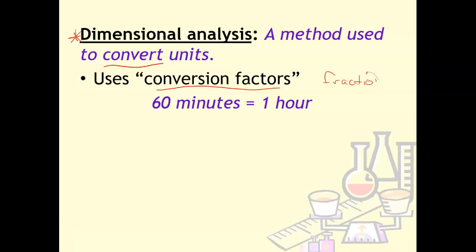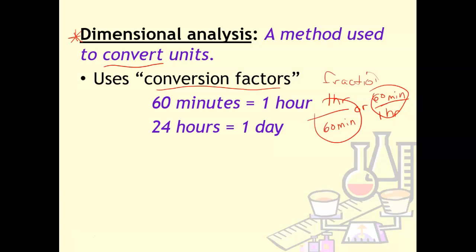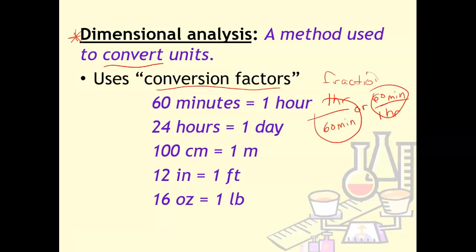Okay, so for instance, you know that 60 minutes equals an hour, but you can also say 1 hour equals 60 minutes. So if I were to write this as a fraction, I could say 1 hour over 60 minutes, or I can say 60 minutes over 1 hour. There's your conversion factor. This is one and this is another way. Okay, and we basically use them, and you'll see in a minute how. You also know that 24 hours is equal to 1 day, or 1 day is equal to 24 hours, and so on and so on and so on.